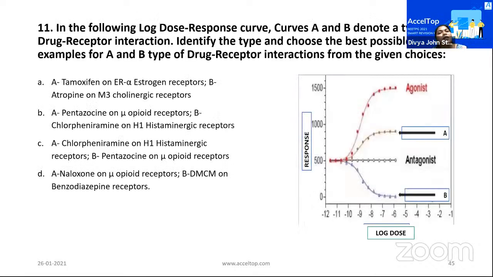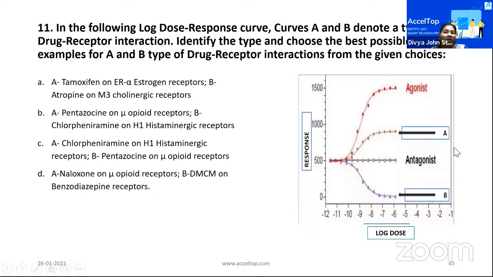Okay, so the next question that we'll be seeing looks very complex, but it is probably the simplest of questions. In the following log dose response curves, curve A and B denote the type of drug receptor interaction. Identify the type and choose the best possible example for A and B type of drug receptor interactions from the given choices.